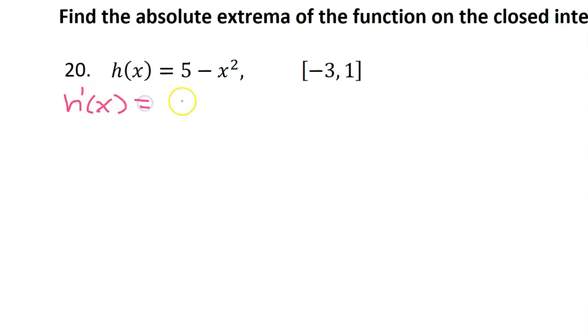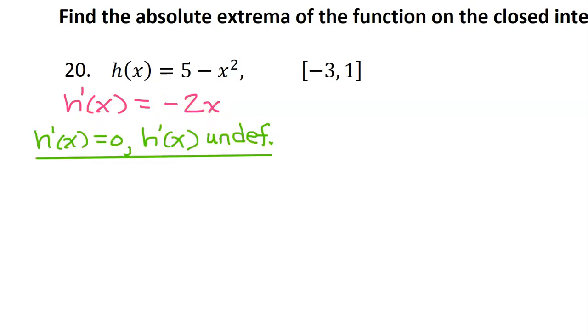So h prime, well, the derivative of 5 is 0, so that's gone. And then we have negative 2x. This is h prime. Next, we need to find the critical values of x that cause h prime to either equal 0 or be undefined. There are no values of x that will make h prime undefined, but x equals 0 will cause h prime to equal 0. So this is our only critical value.